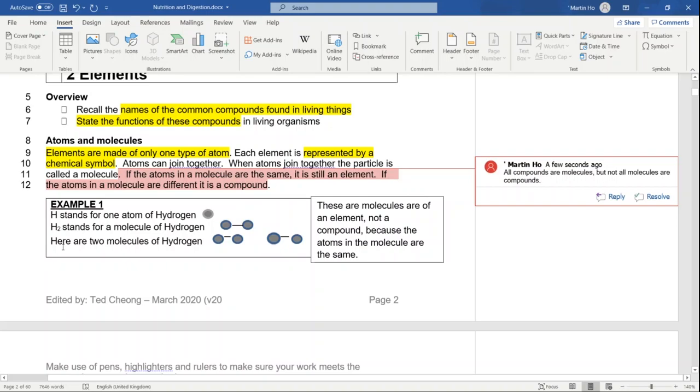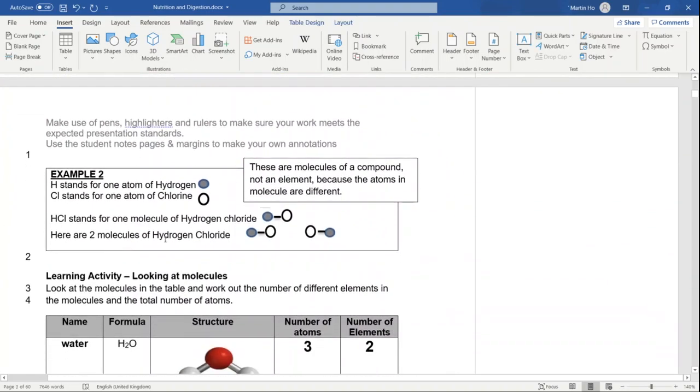So if we compare this to our second example, we have hydrogen still, but we also have chlorine. And when hydrogen and chlorine bond together, we get hydrogen chloride. This is a hydrogen chloride molecule. However, this is an example of a compound rather than an element because there are two different types of atoms in the molecule.